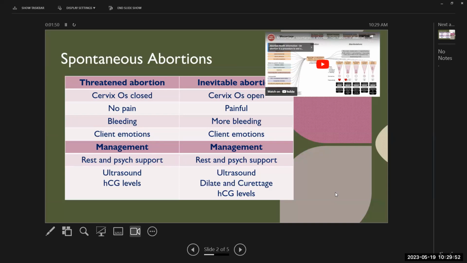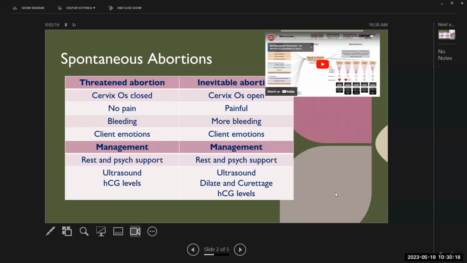We're also going to draw some HCG levels on these clients to assess where they are, and then we're going to monitor HCG levels over the next week or so, because if the pregnancy is not going to survive, we'll see HCG levels begin to drop.